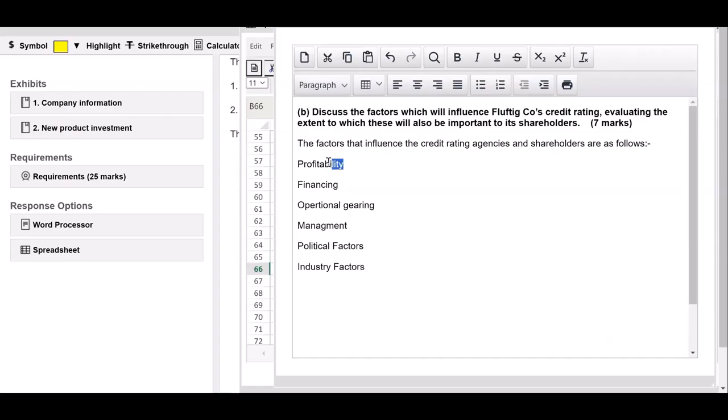Now, as far as profitability is concerned, what are the things? See, in this scenario, the institutional investors are encouraging entering into new products. And what do these new products lead to? They lead to more risk, but more risk is followed by what? More profitability.